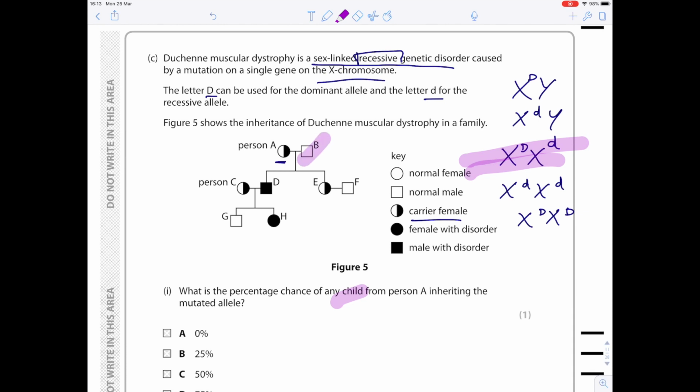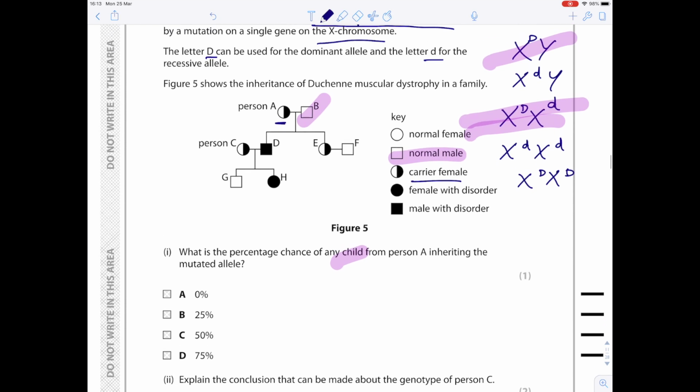Let's look at B. We know we have a normal male, and therefore to be a normal male they must have this particular genotype here. It's the only way they could be normal. With the smaller lowercase d, it would mean they would automatically have the disorder. So let's do a little Punnett square now, crossing the 2 highlighted genotypes.